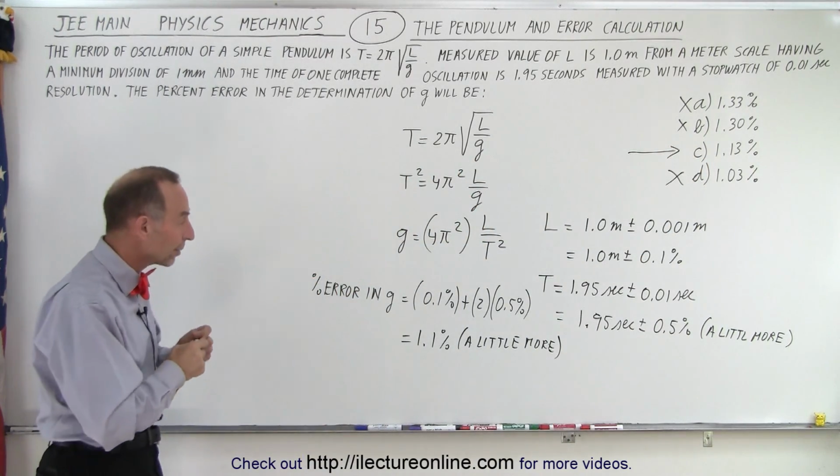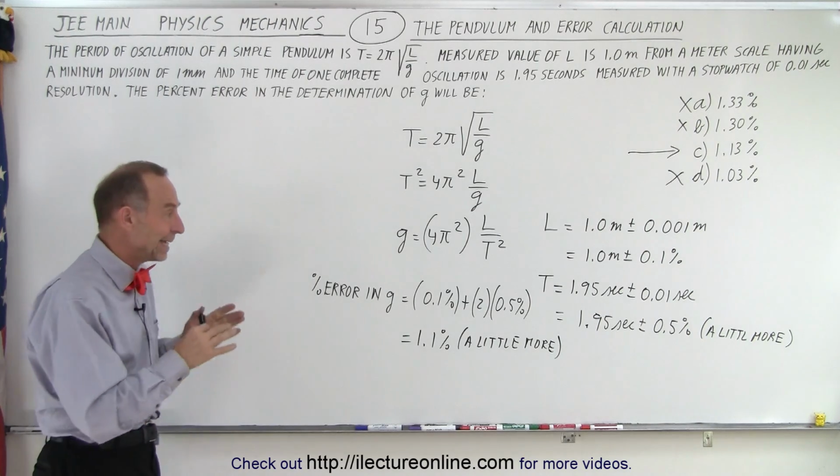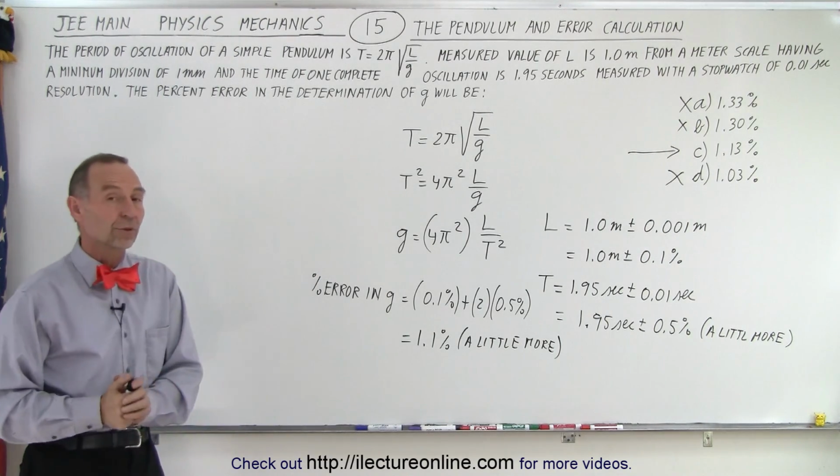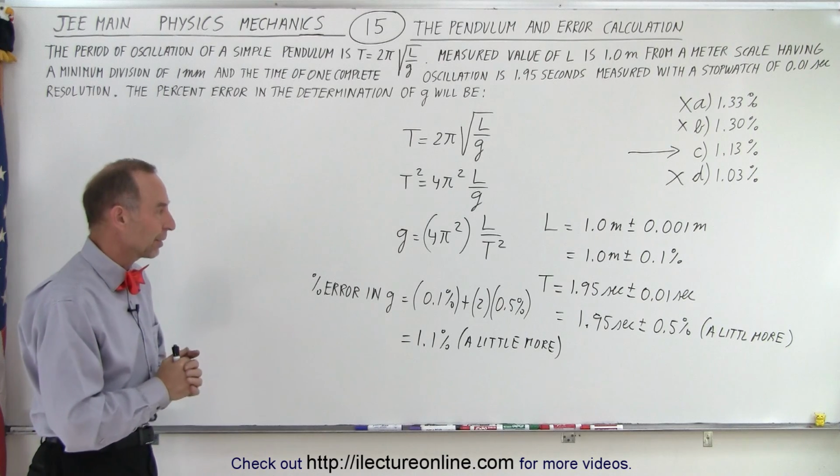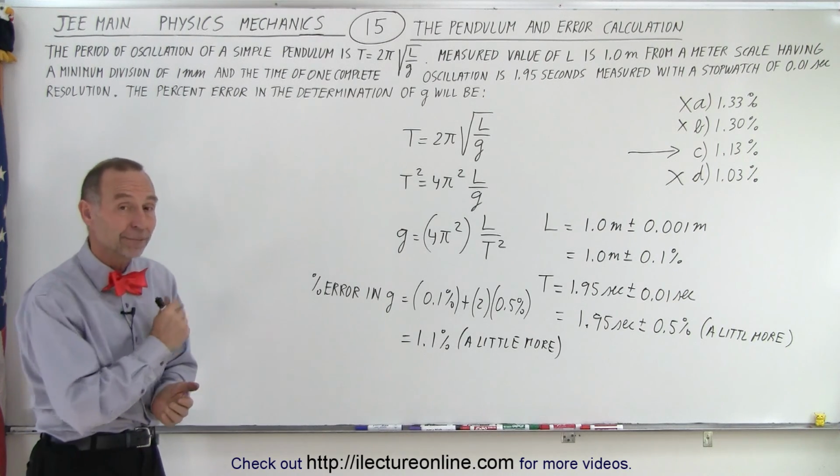That is called the error or uncertainty in G, based upon the uncertainty in the measurements of the length of the pendulum and the period of the pendulum. And that is how it's done.